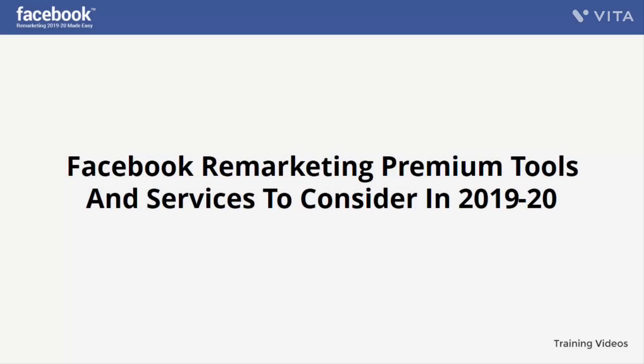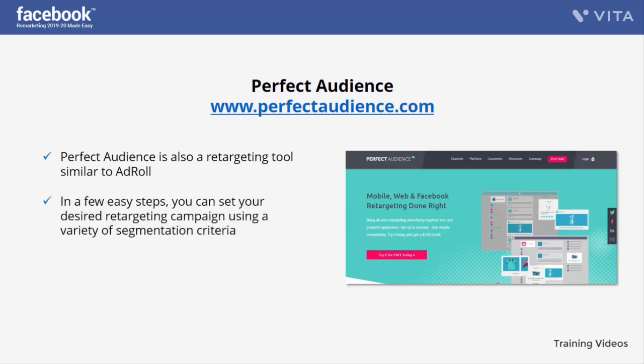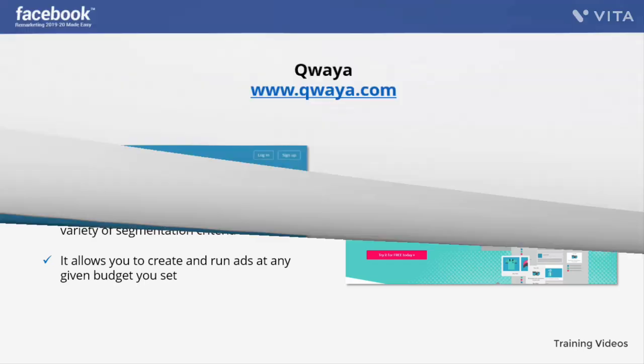Facebook remarketing premium tools and services to consider in 2019 and 2020. Perfect Audience, www.perfectaudience.com. Perfect Audience is also a retargeting tool similar to AdRoll. In a few easy steps, you can set your desired retargeting campaign using a variety of segmentation criteria. It allows you to create and run ads at any given budget you set. Like AdRoll, Perfect Audience is also a cross-channel and cross-device tool with a simpler interface and less sophisticated features.